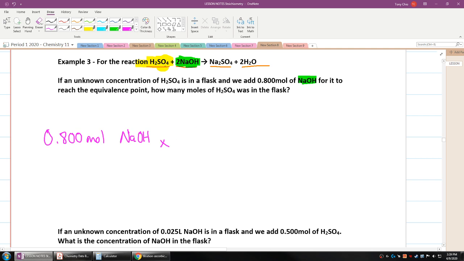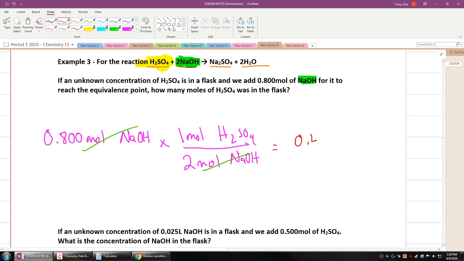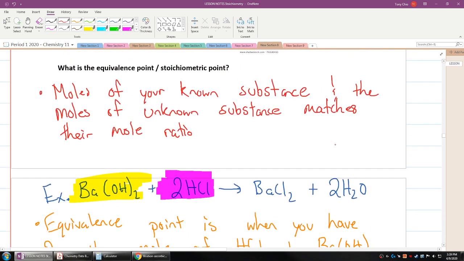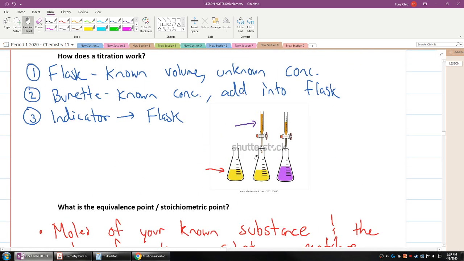In this case, it's 1 mole of H2SO4 to 2 moles of NaOH. And thus, your moles of NaOH will cancel out. And thus, you're going to be left with the moles of H2SO4, which is going to be 0.400 moles of H2SO4.